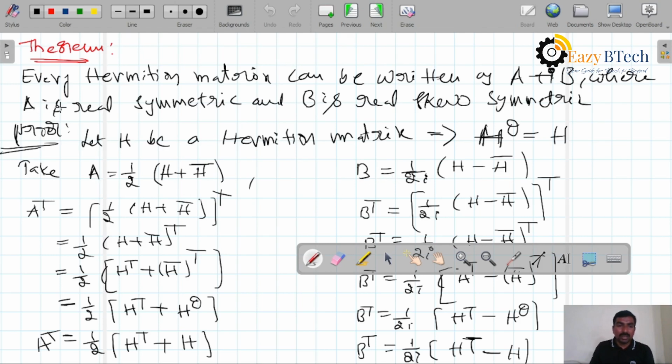But what we have to prove? Every Hermitian matrix, that means H is Hermitian, can be written as A plus iB. So first find A plus iB. Already you know this is A, this is B.